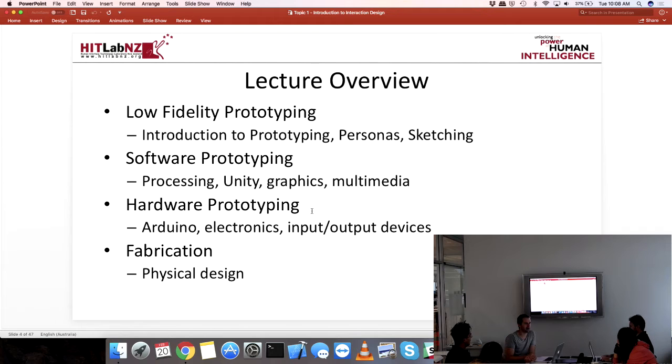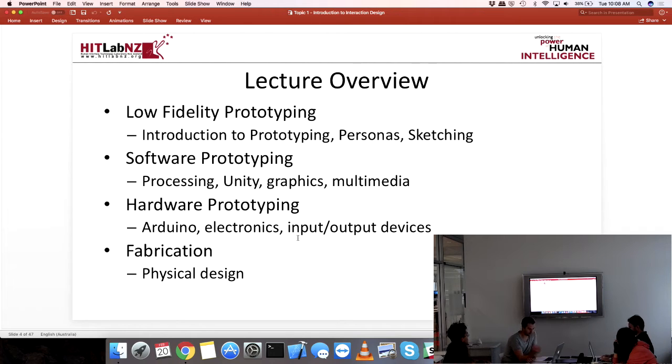Most people aren't really too excited about designing databases. Databases do a job, they do it really well, but they're not particularly sexy or exciting. User experience tends to be a bit more on the other side, so trying to make things better for people, make things more exciting. Then there's some hardware prototyping, so specifically we look at Arduino, and we'll look at some electronics and various input output devices. And finally finishing with a bit of fabrication, so how we can put this all together.